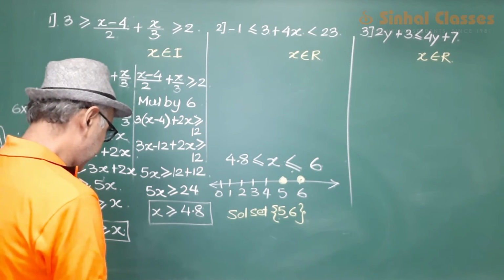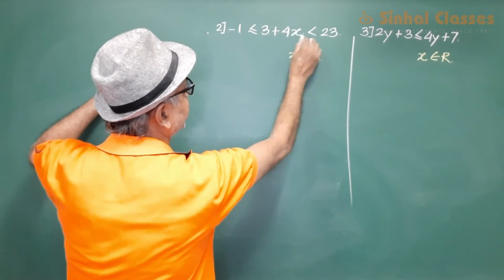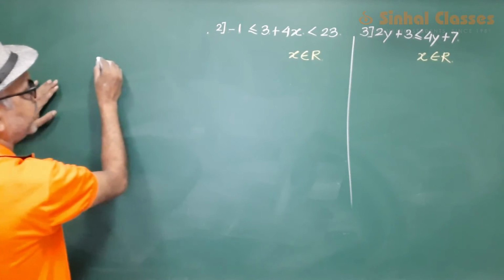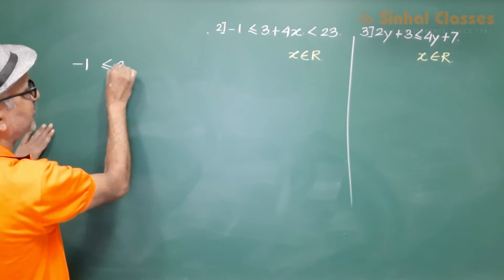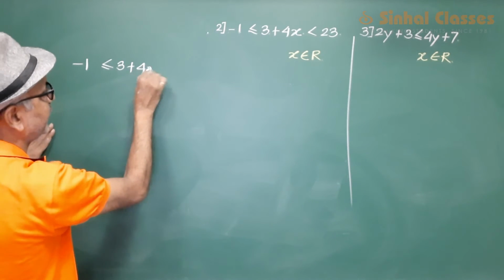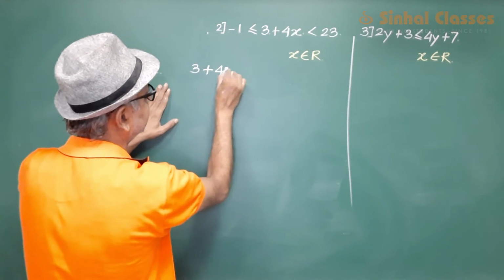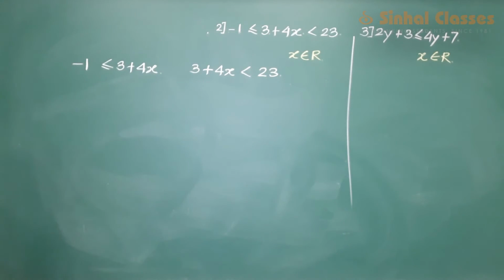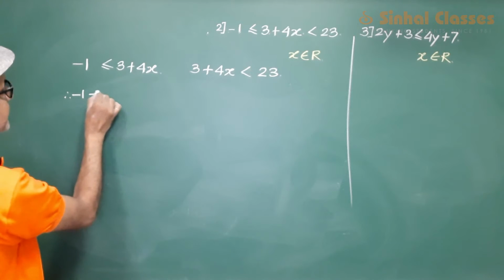Now we move on to the next sum: minus 1, 3 plus 4x and 23. So let us start with the first part of it. Minus 1 is less than or equal to 3 plus 4x, and then 3 plus 4x is less than 23. These are the two parts of the same sum. Let us start solving it. Minus 1, shift minus 3 to this side.